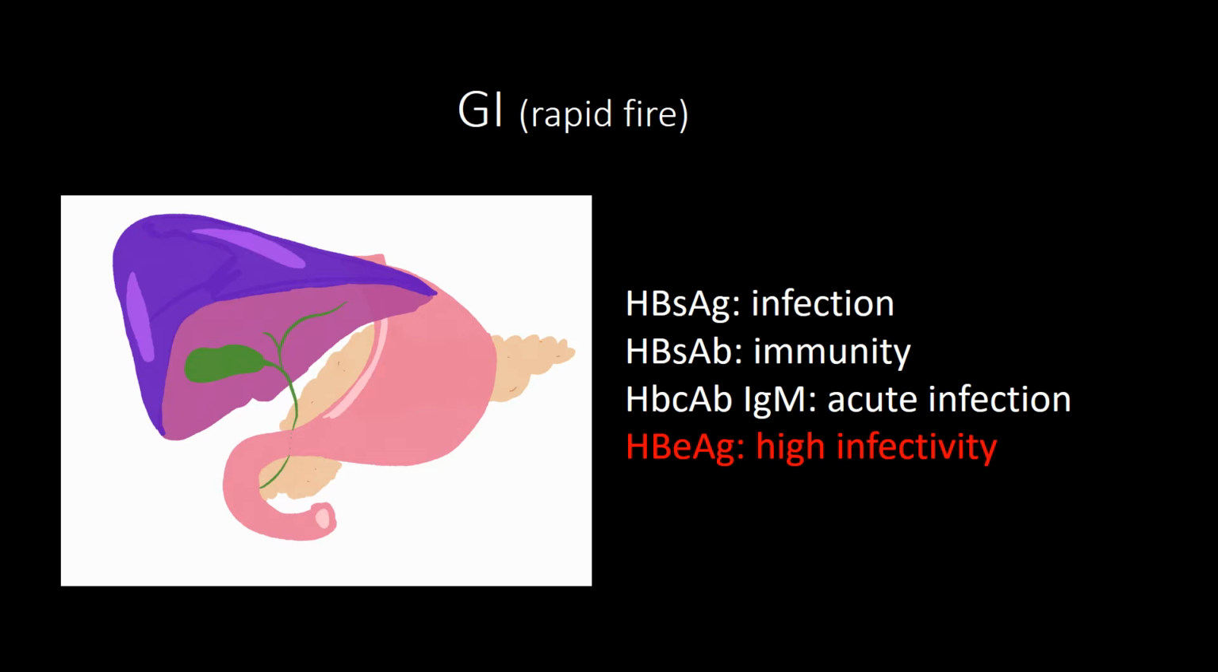The HB indicators and markers are very high yield for the shelf exam. So the HBsAg, or antigen, indicates infection. The HBsAb, which represents antibody, represents immunity, whether that's acquired through infection or vaccination. HBc antibody IgM means the patient is undergoing acute infection, and the HBeAg, or antigen, means they are highly infectious. Hep C is acquired through blood transfusions and IV drug abuse. About 50% will go on to develop chronic infection.